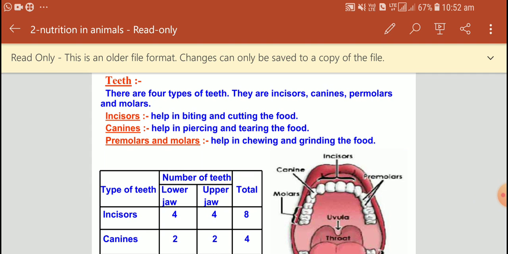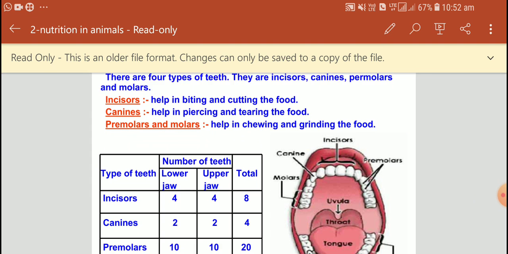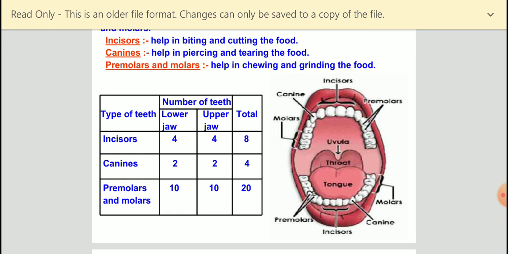In the picture you see, you have to draw the picture also, as I have shown. See the number. Incisor. In the lower jaw, there are four. I hope you can see in the lower jaw, the number of incisors is 4. In the upper jaw also, the number of incisors is 4. The total number of incisors in our mouth is 8. Clear? Upper and lower, they mix, and the total number of incisors is 8.